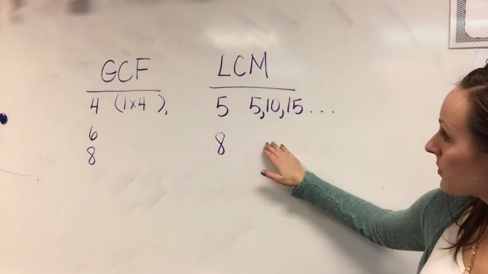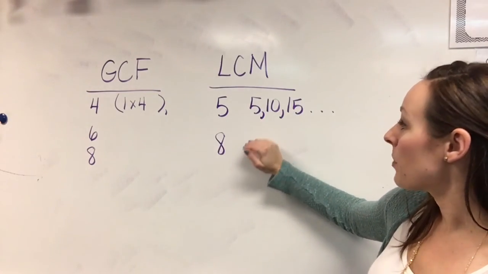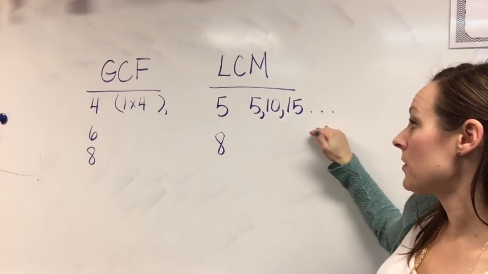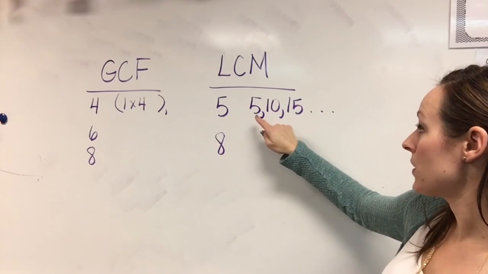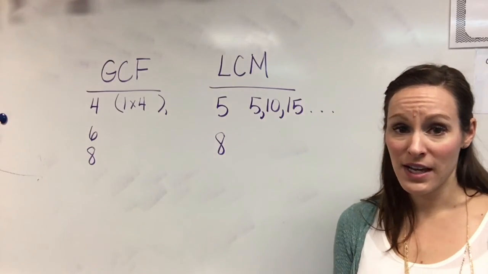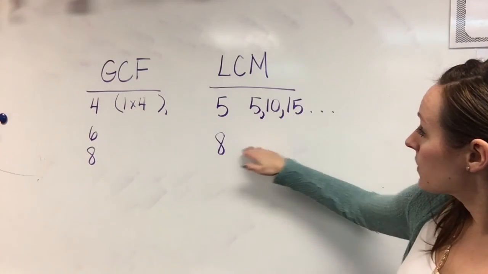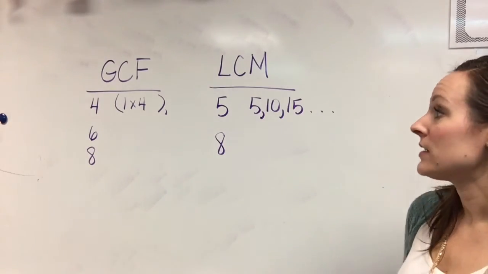For least common multiples, I want you to find the least common multiple of 5 and 8. You'll start by skip counting or listing out the multiples. So I've started that here for you, 5, 10, 15, and keep going. You should probably have, like I said, 4 or 5 in your list before you start to move on. You'll do the same for 8, and then you'll circle that least common multiple.